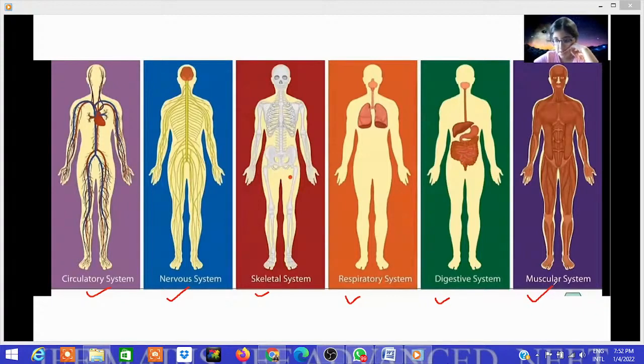Fantastic. Okay, so circulatory system, as I already told you, has 3 parts: heart, blood, and the blood vessels. That means the network that you see like roots, those are blood vessels. Second one is nervous system, which is based upon nerves. Skeletal system means bones. Respiratory system means the function of lungs. Digestive system is based upon the stomach, intestines, and bladder. And muscular system, that one is the muscle part.